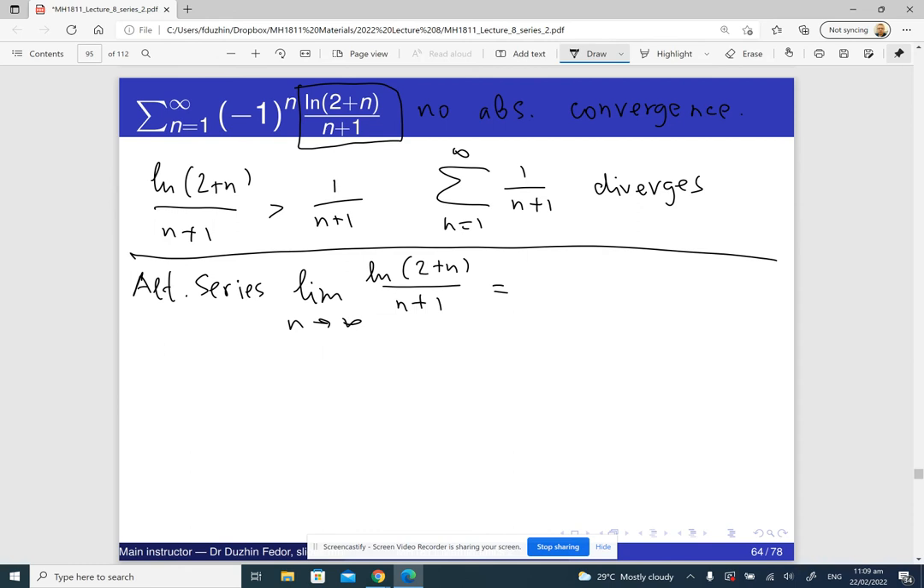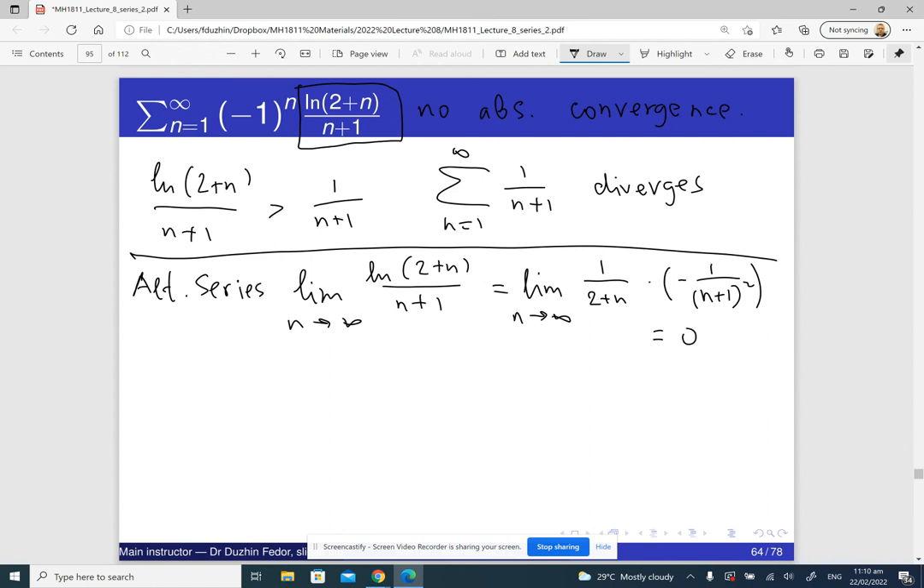Well, basically the intuition again tells you that yes, it is 0, because the numerator is a logarithm and the denominator is a linear term, and logarithm grows slower than a linear term. But just to be safe, let us apply L'Hopital's rule to it, because this is an indeterminate form of the type infinity over infinity. Applying L'Hopital's rule we get the limit as n goes to infinity. I'm not going to switch to x now, so let me just use n here. The derivative of the numerator is 1 over (2 + n). The derivative of the denominator is minus 1 over (n + 1) squared. And the limit is indeed 0.